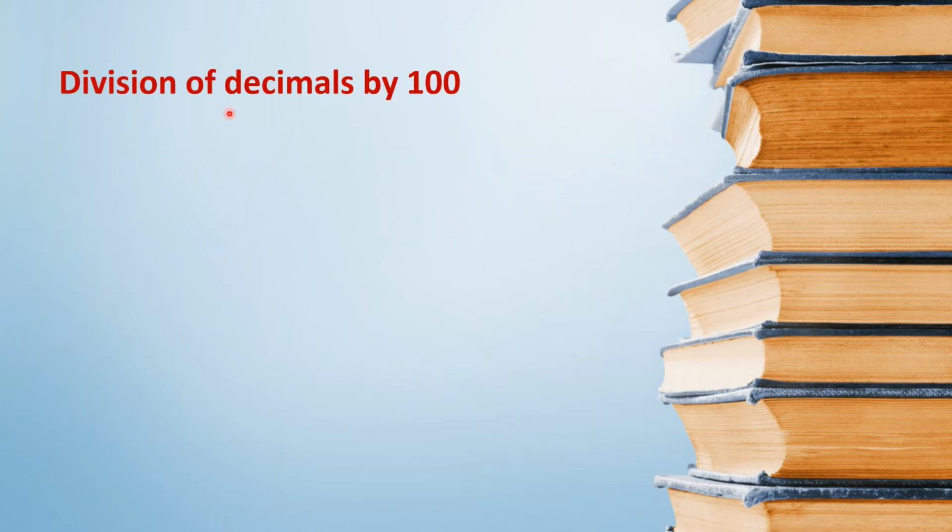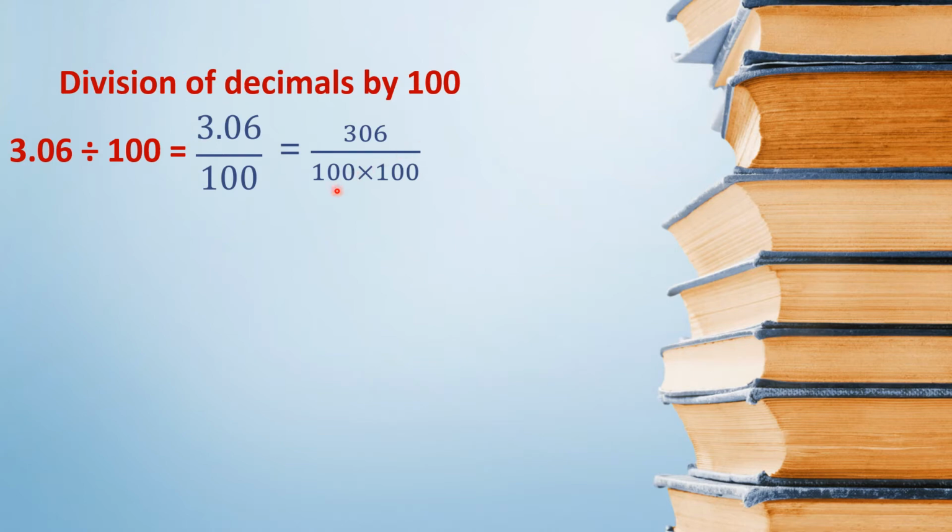In a similar way, let us understand division of decimals by 100. For example, here is your question, 3.06 divided by 100. We can write it like this, 3.06 divided by 100 in the form of a fraction. Now just convert this decimal number 3.06 into a fraction, and the fraction for this is 306 divided by 100. So we will write it here, 306 divided by 100 and multiply by 100, which is already here. So now this will become 306 divided by 100 times 100, which is 10,000. So 306 divided by 10,000.